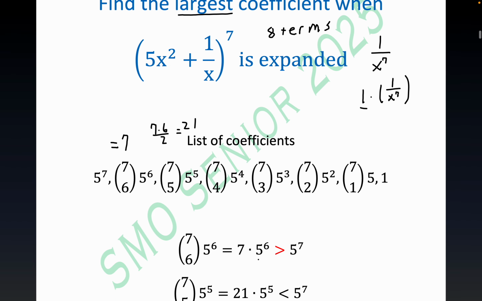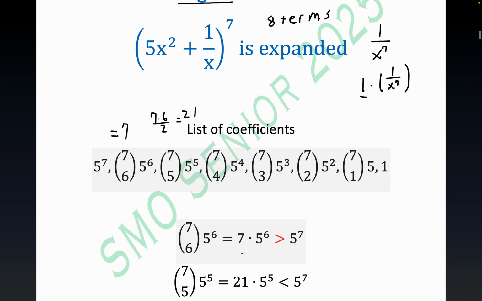Okay, so let's look at the list here, and at the logic that we used. So 7 choose 6 times 5 to the 6th. The big observation here is that this coefficient is bigger than this coefficient without using a calculator. The very simple reason is that 7 is greater than 5. So you see, no calculator required. There's absolutely no reason to pull a calculator out or any other form of technology, because 7 is bigger than 5, which makes 7 times 5 raised to the 6th bigger than 5 to the 7th. So what we're saying is that this second term is larger than the first term.